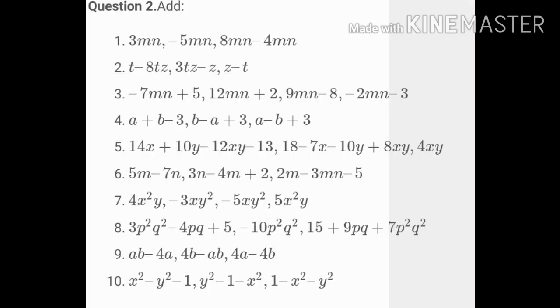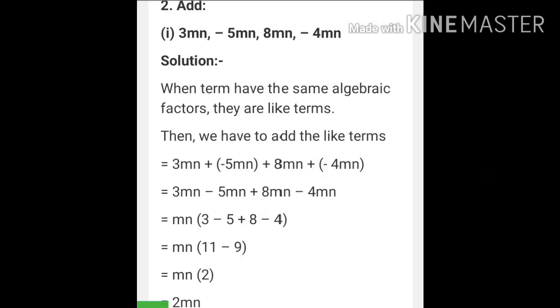Now question number 2, children. Here are 10 parts given. We have to add and show the solution. In the previous one we were simplifying. Here we are going to simply add. So let's see the first part. 3mn minus 5mn, 8mn minus 4mn. If you observe, here are all like terms and we have to add. Simply we are going to add the symbol of addition here.